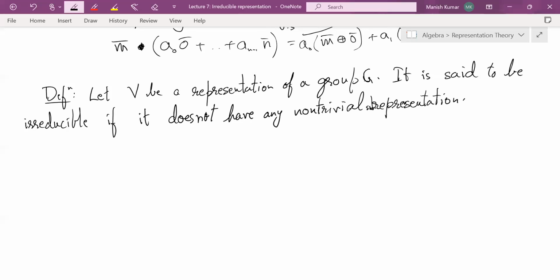So apart from this, there shouldn't be any other sub-representation. Then you say that this representation is irreducible. Okay. So of course, that tells you that. So, example.